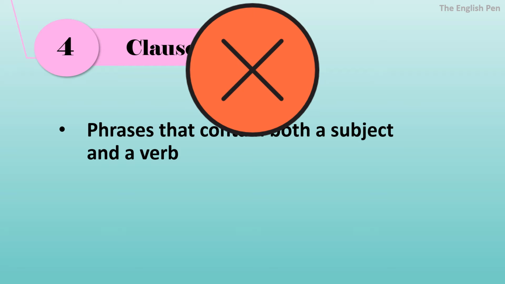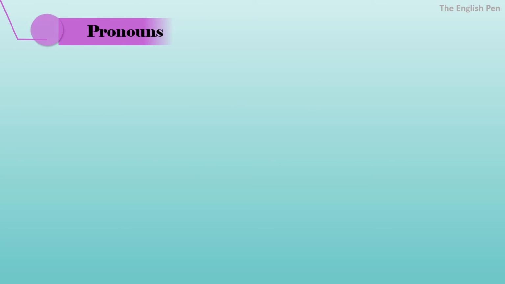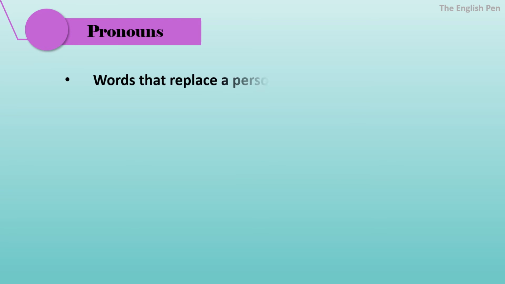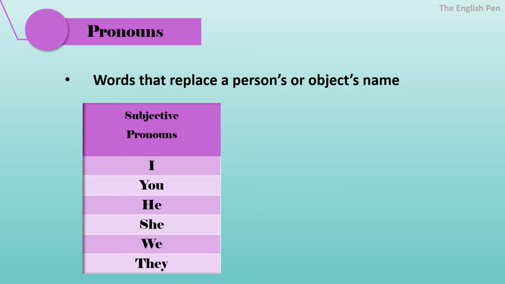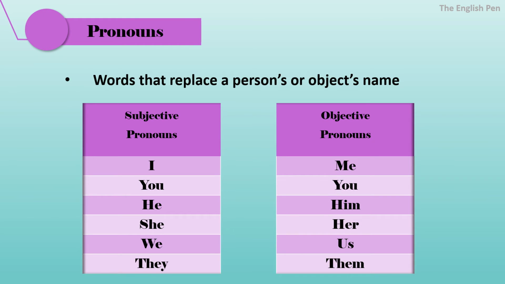Now, let's go back to using pronouns as objects. Again, pronouns are words that replace an object's or person's name. Here is the list of pronouns in their subjective forms, and here are those pronouns in their objective forms. The subjective forms are used when they are the subject in a sentence, and the objective forms are used when they are the object in a sentence.